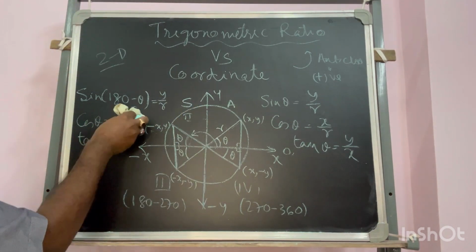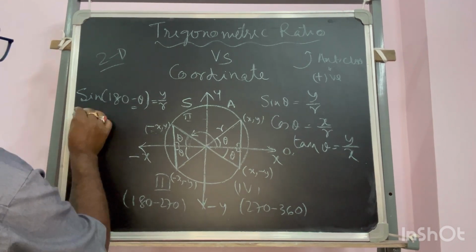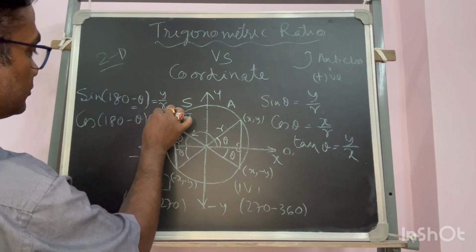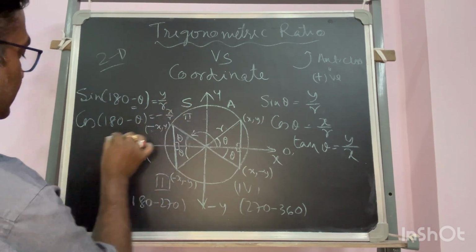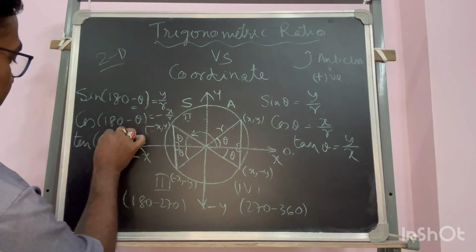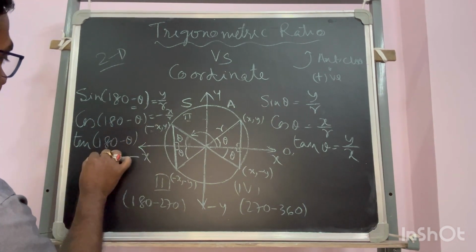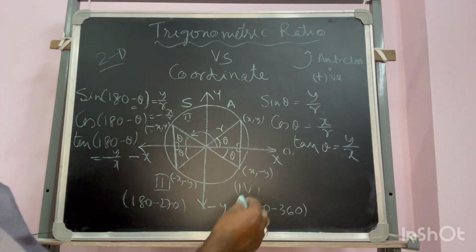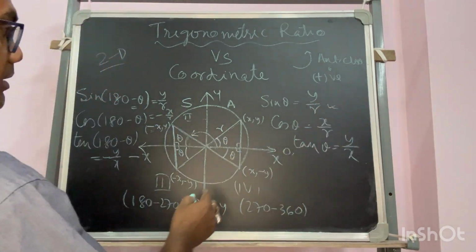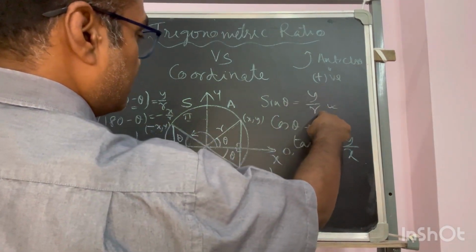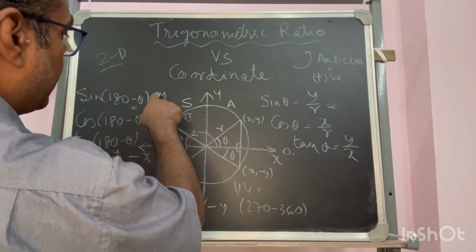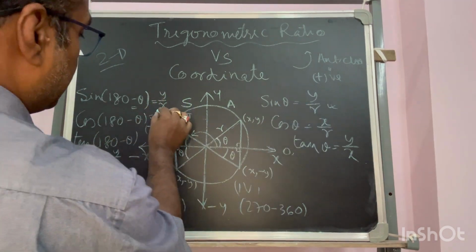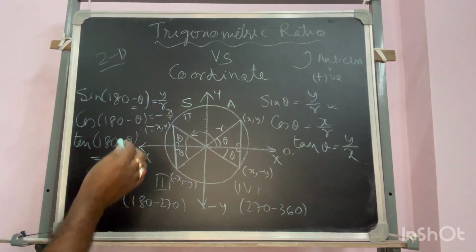Similarly, cos of the exact angle 180 minus theta is equal to minus x by r, and tan of 180 minus theta will give you minus y by x. Now if I consider these ratios, the values here have to be the same, because the y value is the same and r is the same. The only thing that changes is the sign, and that will be reflected.